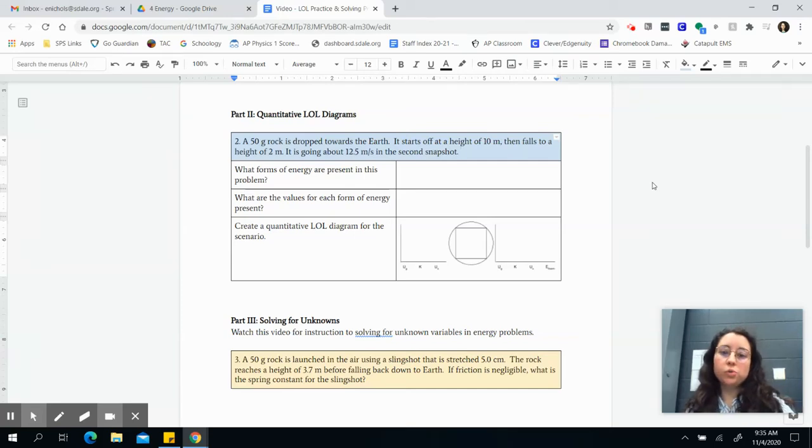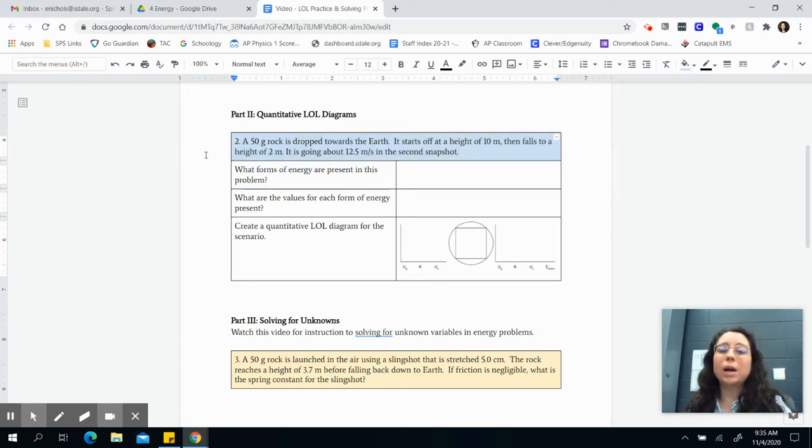Hi, this is part 2 of my video series on LOL diagrams and solving for unknowns in energy. Last part, I did part 1, which was qualitative LOL diagrams. Now we're going to move on and do quantitative. That means we're going to have to think about equations and do a little bit of math. Hey, math. So I have a new scenario here.